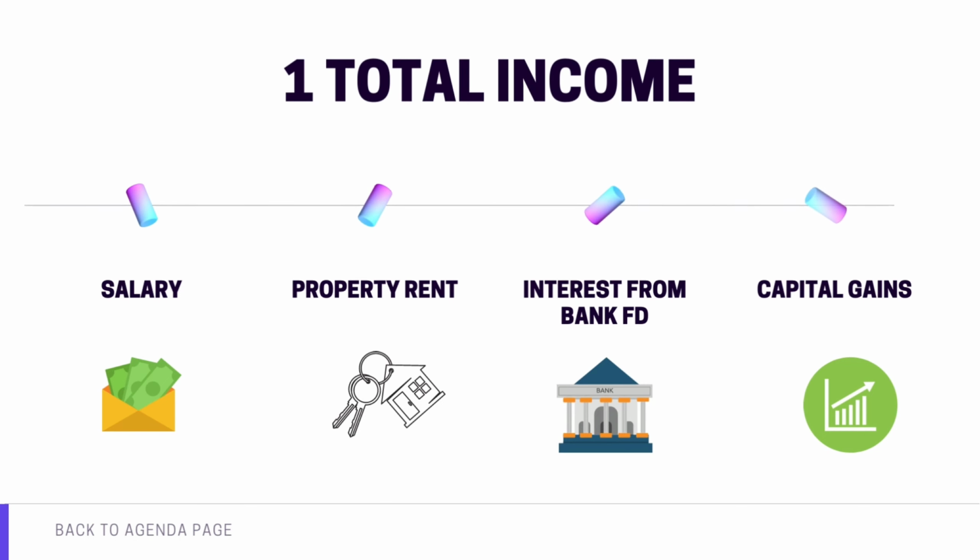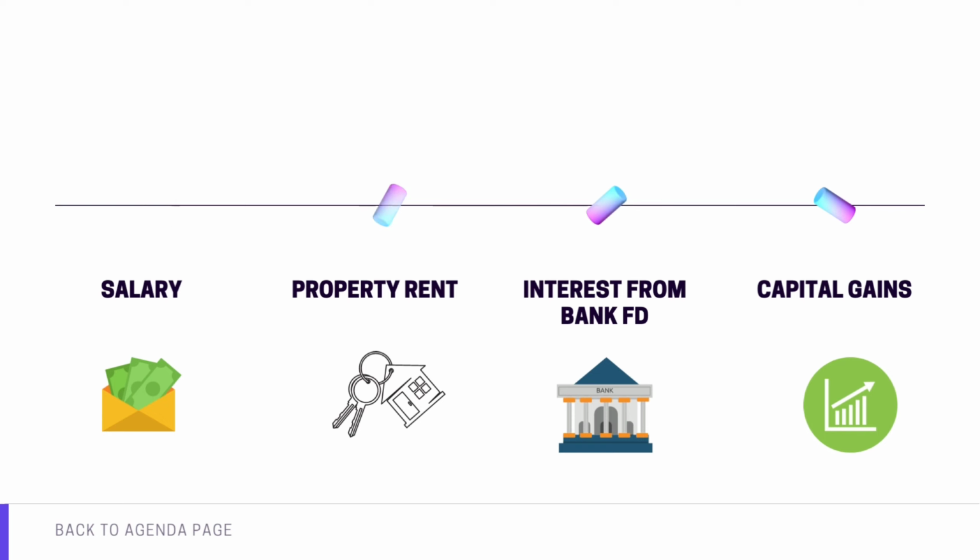First, let us see what the total income is. The total income will depend on multiple sources. The first source is the salary, of course, the CTC which the company is offering to us. The second one is the property rent. If you have given any house for rent, you will be getting some income from that. The third one is if you have any fixed deposit in banks, you will be earning some interest on that, so that will also be considered as income. And the fourth one is the capital gain. So the sum of all these four will be your total income.